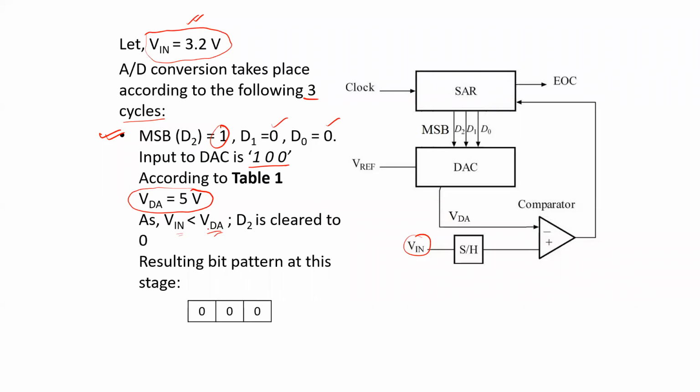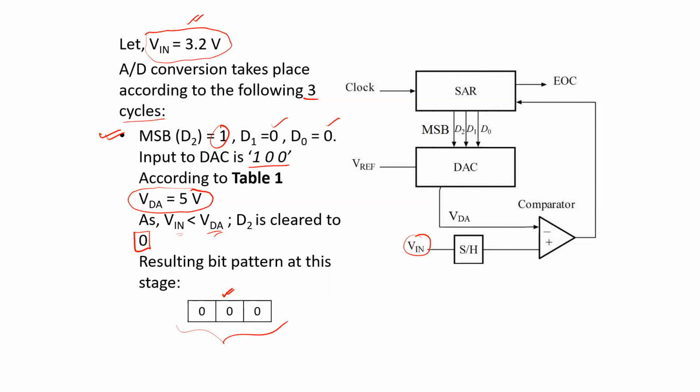And as the VDA is greater than the input voltage, the comparator is actually going to send a low signal because the input at the non-inverting terminal is higher. So it is going to send a low signal to the SAR, and the SAR is going to decide that it cannot keep the MSB equal to 1. It should clear the MSB to 0. So that should be the decision taken for the MSB, that it will set the MSB to 0. And the resulting bit pattern after this particular cycle will be 000, and in the next cycle a decision will be taken for the next possible bit.